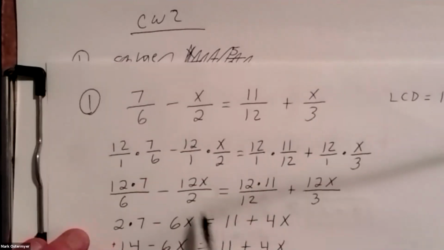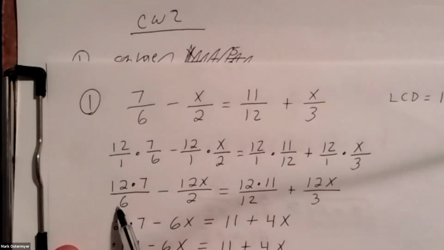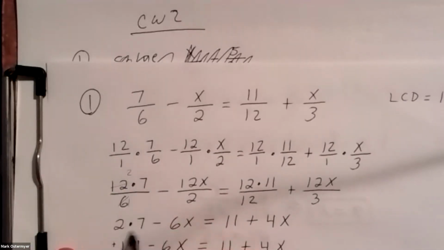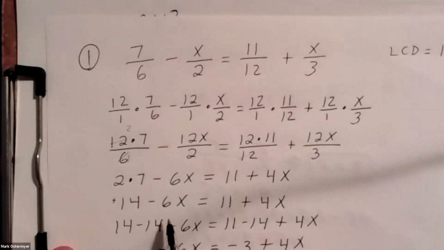Now these reduce. Notice 6 divides into itself once, divides into 12 2 times, and then you're going to have 2 times a 7 here. 2 divides into 12x 6x times. These 12s reduce out to 1s, leaving you with 11. 12 divided by 3 is 4. So I got rid of all my fractions. And 2 times 7 is 14.